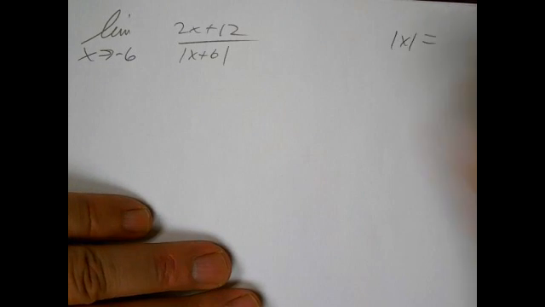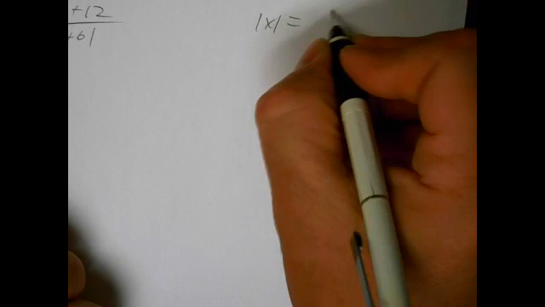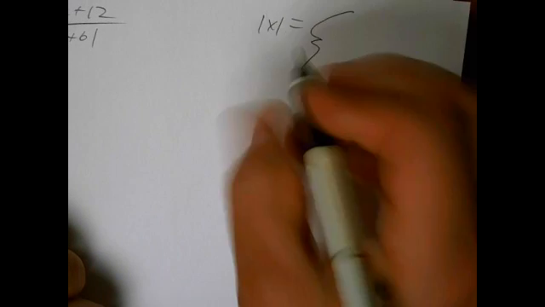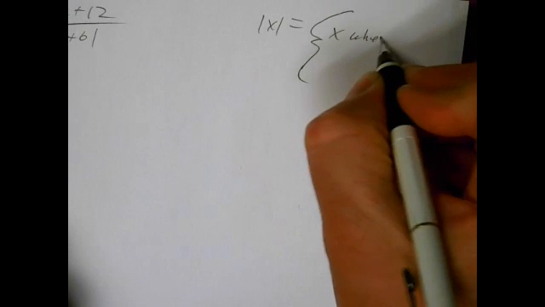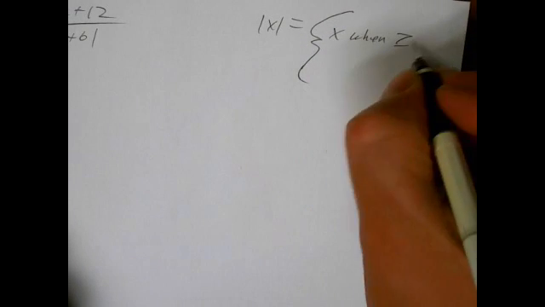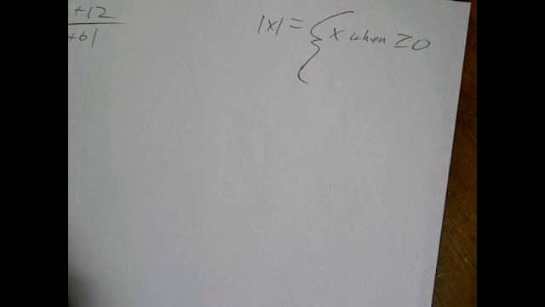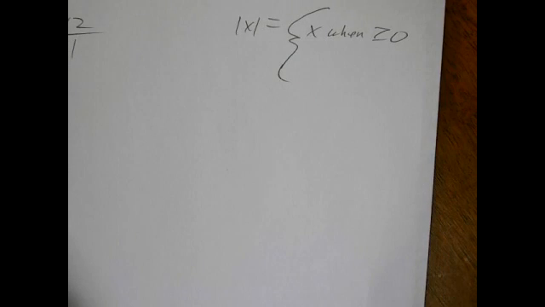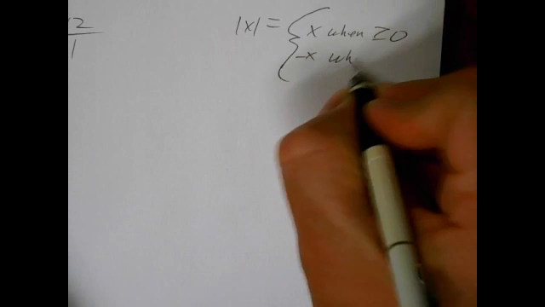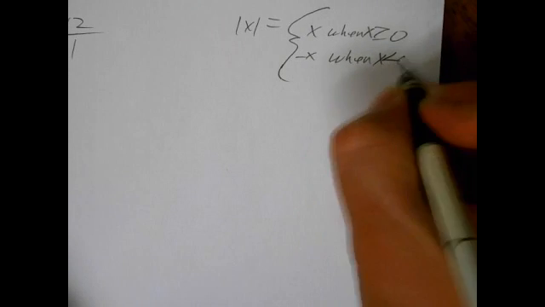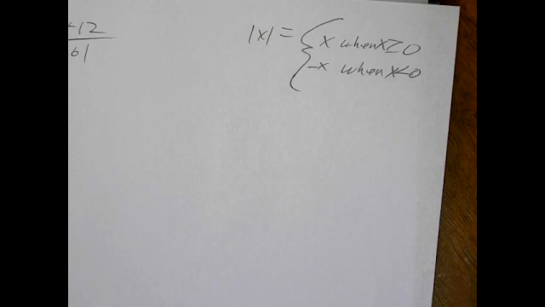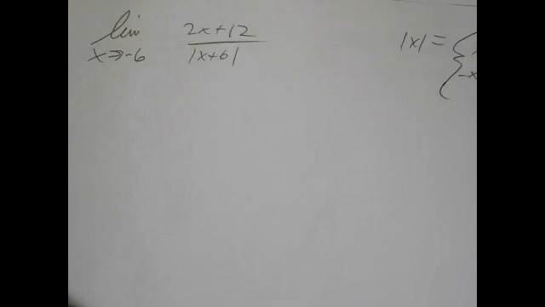Absolute value of x, what does it equal? There are actually two possibilities. Absolute value of x equals x when x is greater than or equal to 0. Basically, when x is not negative, absolute value of x equals x. It equals the opposite of x when x is negative.